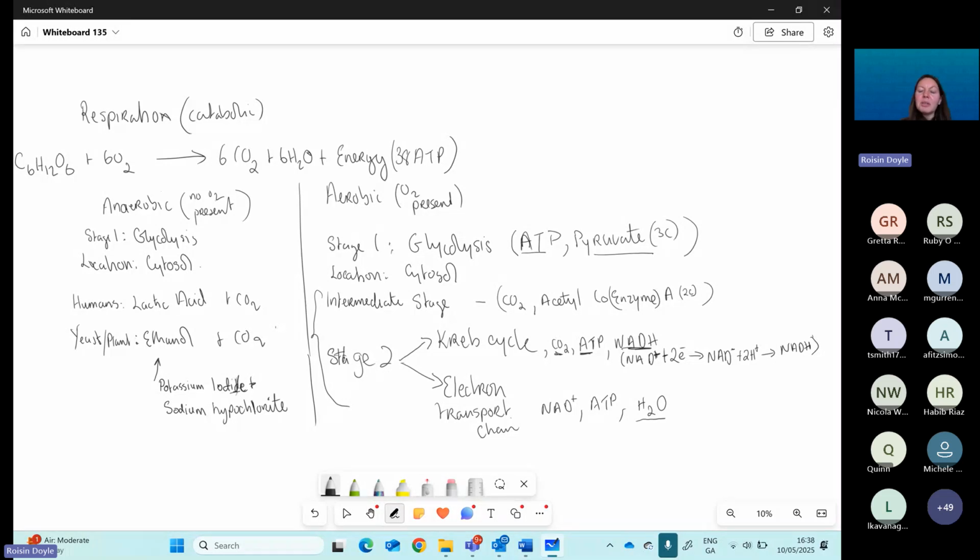So there's 3 carbons. In the intermediate stage, what are the two products? CO2 and acetyl coenzyme A. How many carbons, Róisín, in a molecule of acetyl coenzyme A? 2 carbons. Where does stage 2 occur? The intermediate stage occurs in the mitochondria. Do I need to be able to draw? Do I need to be able to label? Do I need to be able to recognize a diagram of a mitochondria? Yes, I do. What type of microscope do I need? I need an electron microscope.